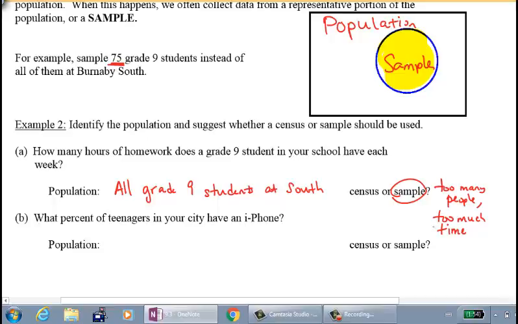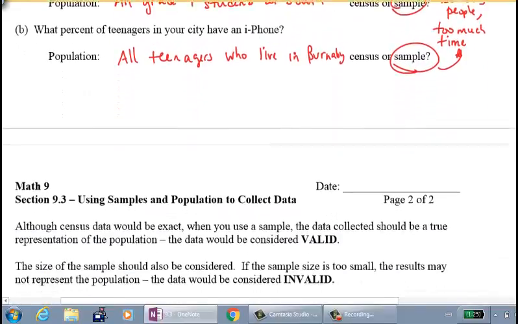What percent of teenagers in cities have an iPhone? Well, really the population is all teenagers who live in Burnaby. Would you want to survey all of them in a census or a representative sample? Probably a sample, and for the same reasons as before. Okay? So, let's turn the page.